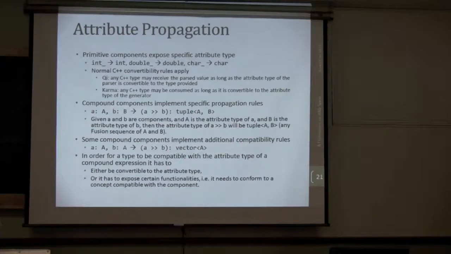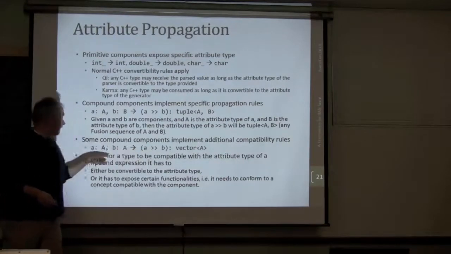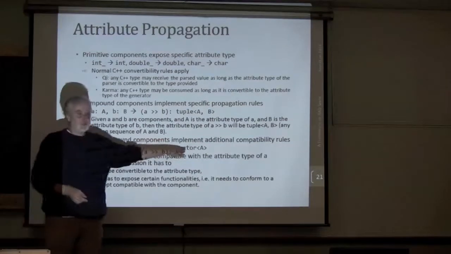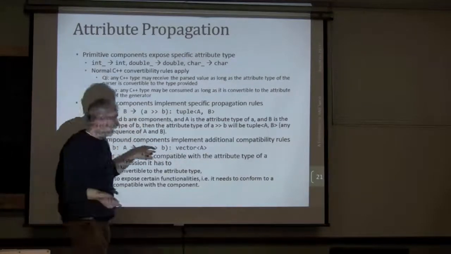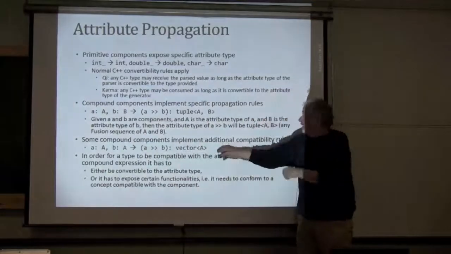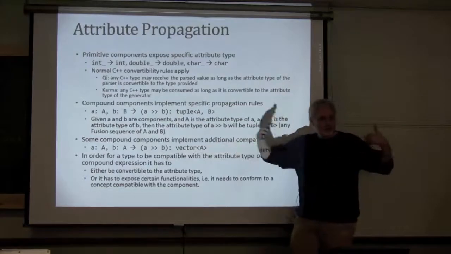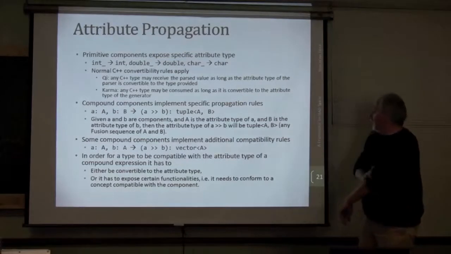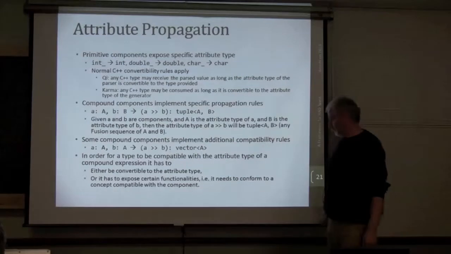So, in order to accommodate that, certain compound components have additional rules. So if you have a sequence of A and B where A and B expose the same attribute, you can still pass it a vector and it will fill that vector instead of the tuple, which it has in the generic case. And that makes it very powerful because you can actually convert sequences of same things into a std container and not into a more or less awkward tuple, which is not always what you want to have. So several of the compound components have these additional rules.